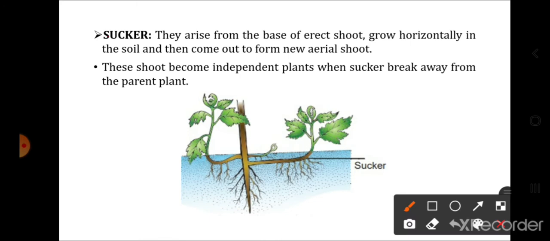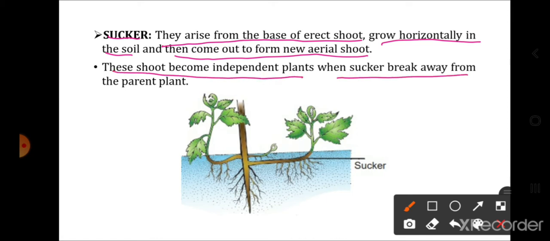The next one is the sucker. So suckers arise from the base of the erect shoot, grow horizontally in the soil, and then come out to form the new aerial shoot. Basically this shoot becomes independent when the sucker breaks away from the parent plant. See, these arise from the base of the erect shoot. So this is the erect shoot. Now this is the basal portion.